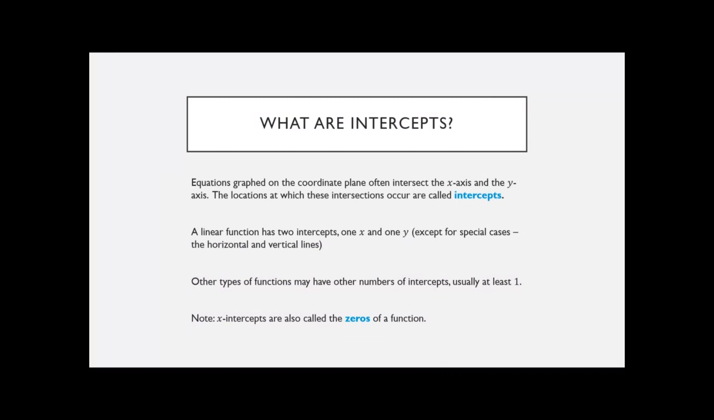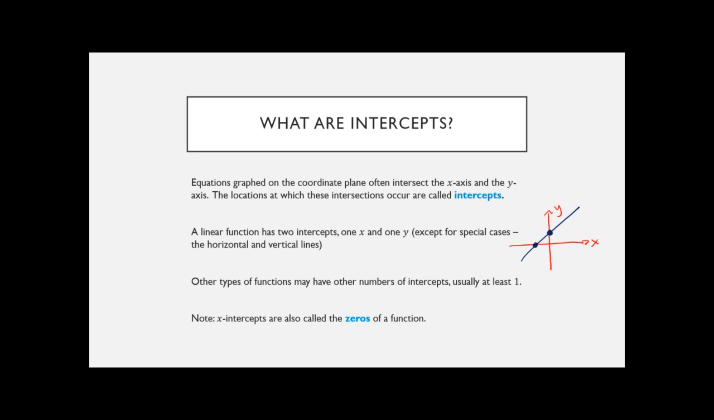So linear equations have two intercepts. If I was to graph a line, it goes through the axis at 2 points, once on the y and once on the x. So there's two intercepts there, one for x, one for y. There are special cases. Horizontal and vertical lines only have one intercept, but for the most part, linear functions have two. There are other functions that may have more than one intercept.